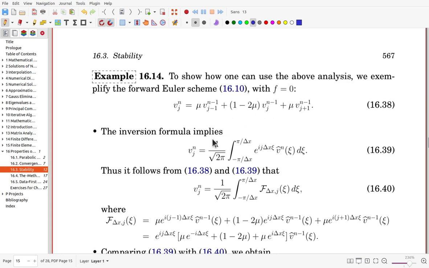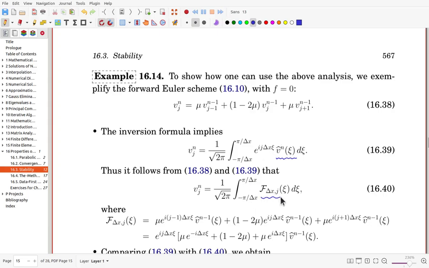Now, the inverse formula implies that V_j^n itself is expressed along with its frequency component, and then integrating, you can recover this grid point value. That is the original inversion formula. Now, for each of them, we can get the inverse formula, and then here we combine them.